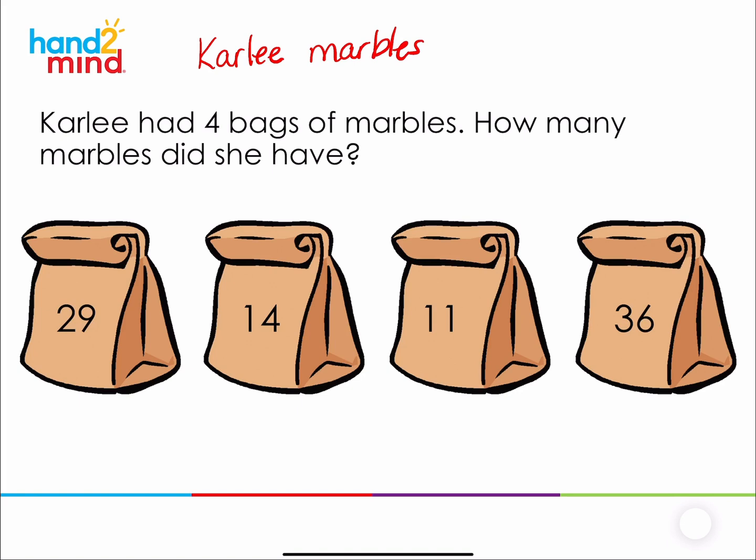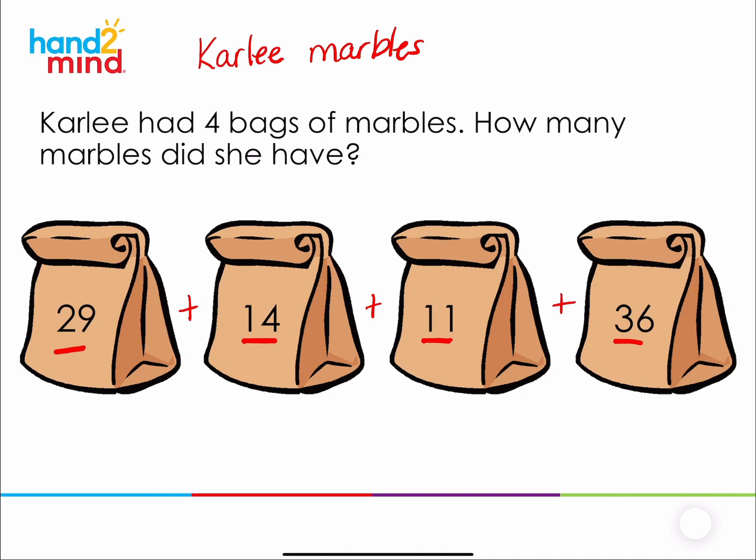So what are we trying to figure out about Carly and these marbles? We're trying to figure out how many marbles she has. So what does that mean we're going to have to do with these marbles? Did you say put them together? Yeah, so we have to put the 29 marbles with the 14 marbles, with the 11 marbles, with the 36 marbles. And my question for you is, if I have to put all these together, do I have to start from the left and just add this one and then add this one and add this one? Do I have to add in order?